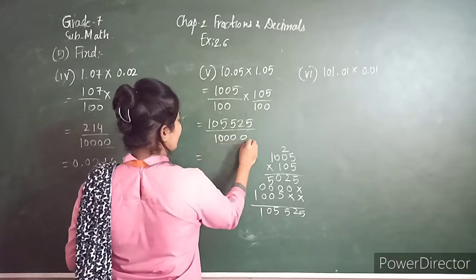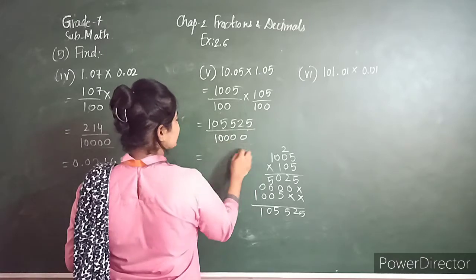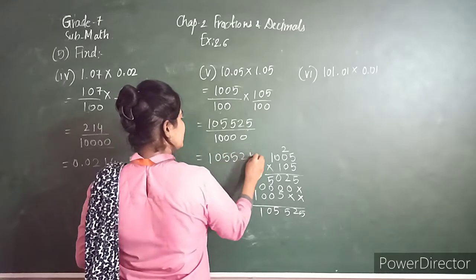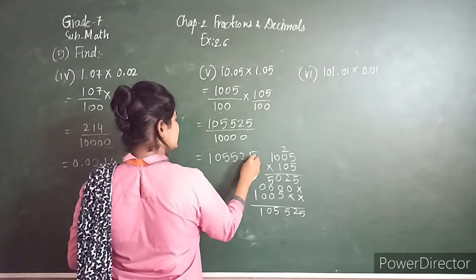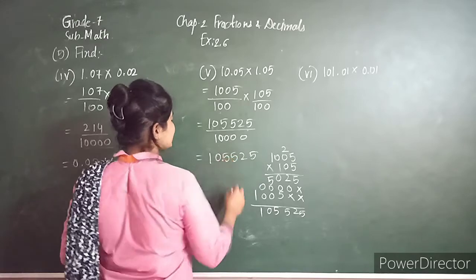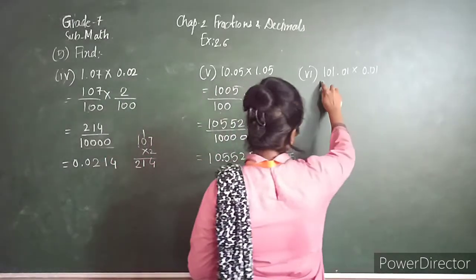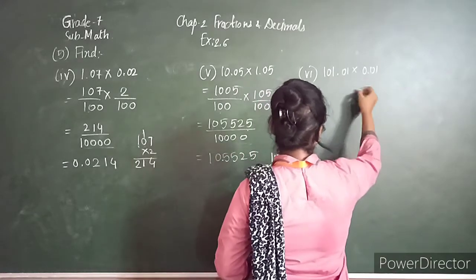So we have to put point before 4 number, because 4 zeros are there in 10,000. So here we have to count it from backward sides 1, 2, 3 and 4. So our answer is 10.5525. Now next number, 101.01 into 0.01.